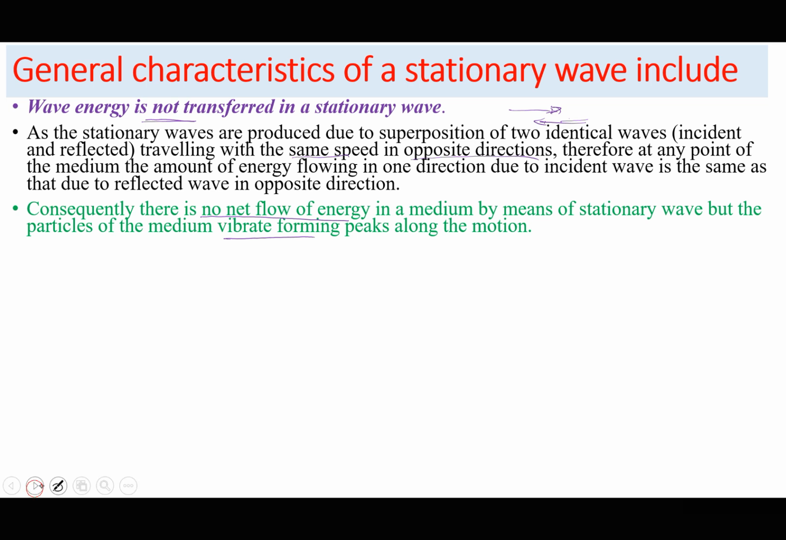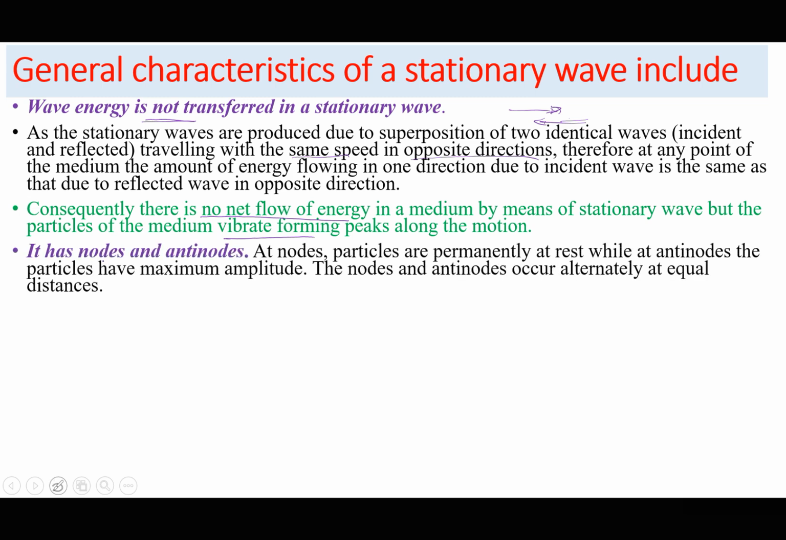Number two, we have seen nodes and antinodes. So it has nodes and antinodes, with nodes where particles are permanently at rest, whereas at the antinodes, particles vibrate with the maximum amplitude. Remember, these nodes and antinodes occur alternately at equal distances. They always occur at equal distances along the wave.